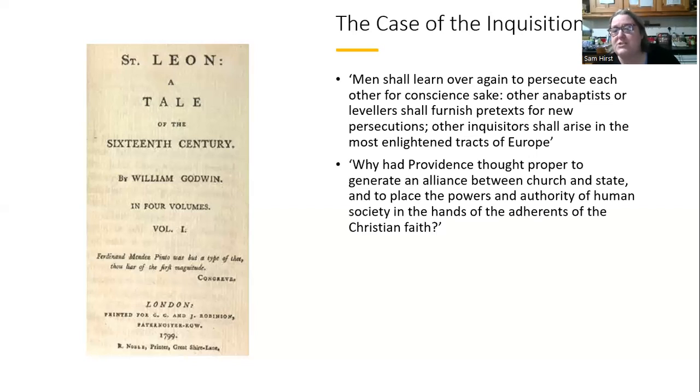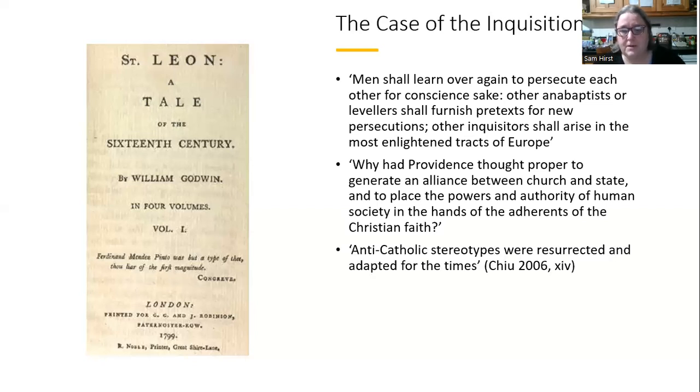Why had Providence thought proper to generate an alliance between church and state and to place the powers and authority of human society in the hands of the adherents of the Christian faith? That's the problem, he's suggesting. So what we're finding in these texts, and I think it's clearest with the Inquisition, not only in Godwin, but in a range of writers who are perhaps less overt than Godwin in stating these facts, but you're seeing the Inquisition being used in similar ways.